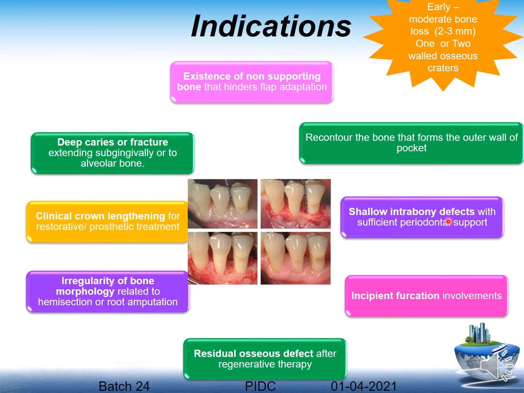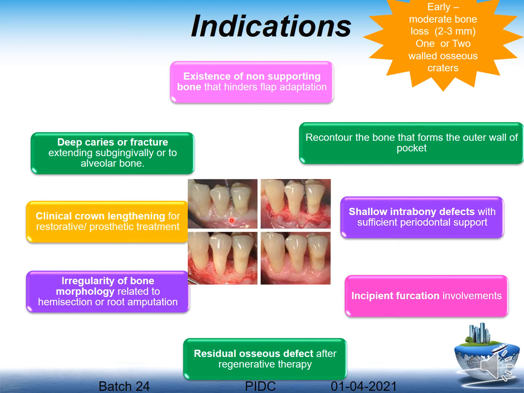Other indications are shallow intrabony defects with sufficient periodontal support, incipient furcation involvements, residual osseous defects after regenerative therapy, irregularity of bone morphology related to hemisection or root amputation, clinical crown lengthening for restorative or prosthetic treatment, and deep caries or fracture extending subgingivally or to the alveolar bone.